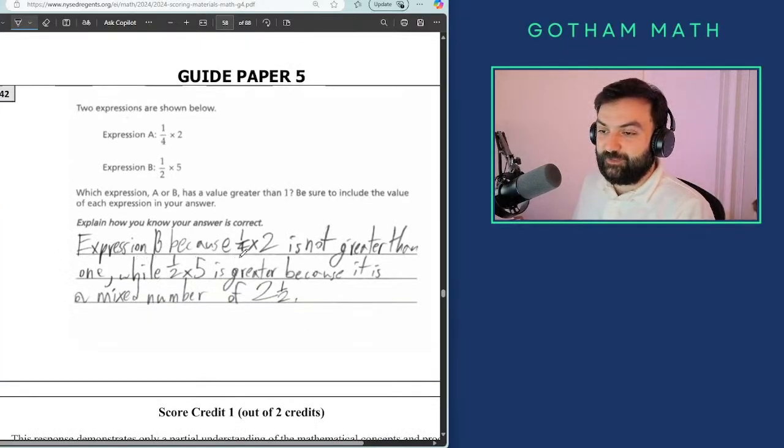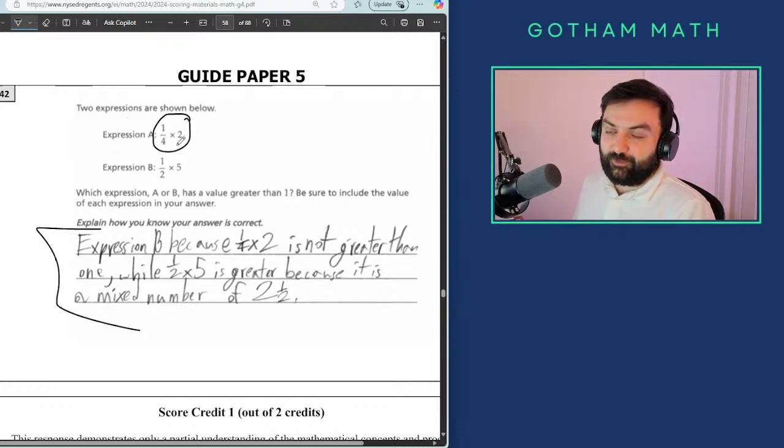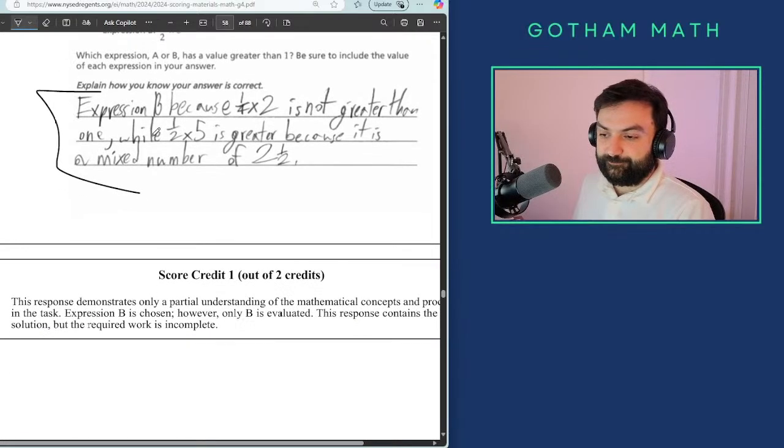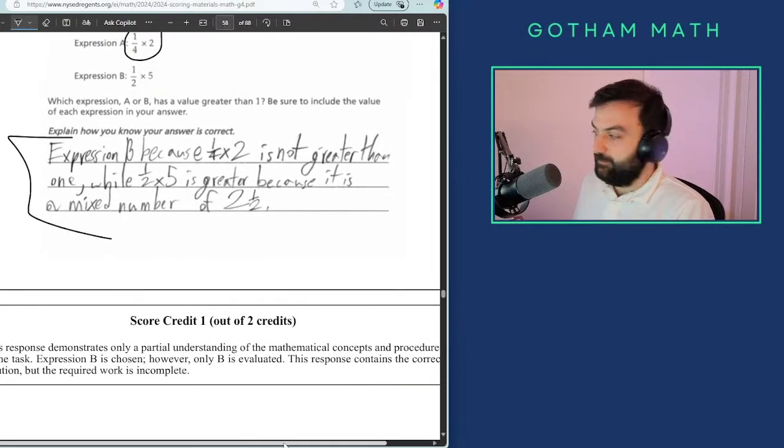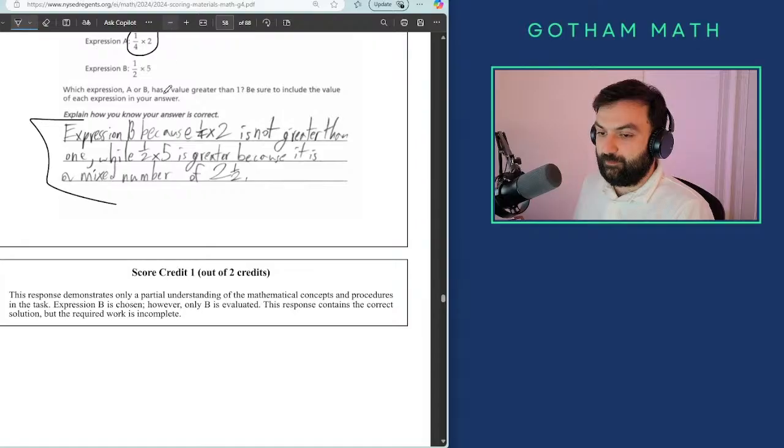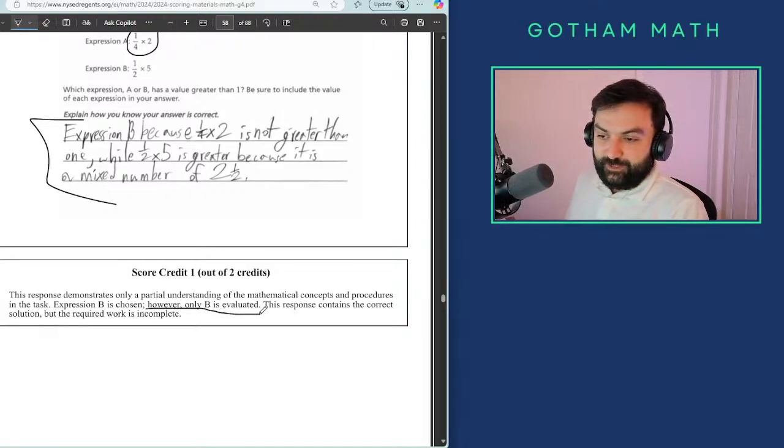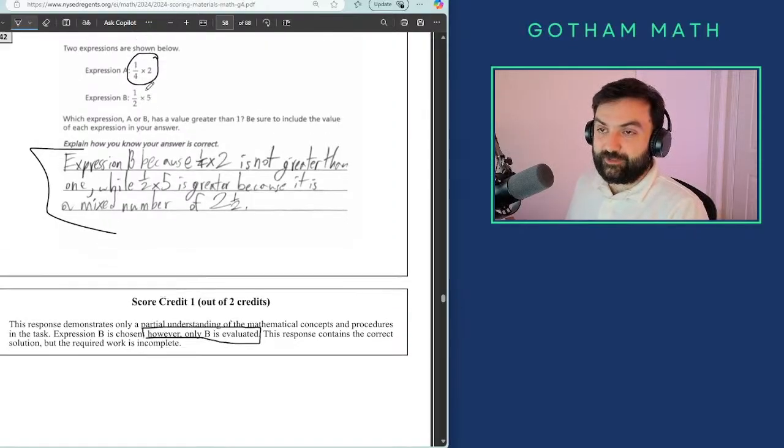Expression B, because 1 over 4 times 2 is not greater than 1, and it's greater than 1, and it's the mixed number 2 and 1/2. Oh, forgot to multiply that. Everything is right, except forgot to multiply. Where's the answer for the first one? Where's the answer for expression A? Who needs it? However, only B is evaluated. Exactly what I said. No answer for A.